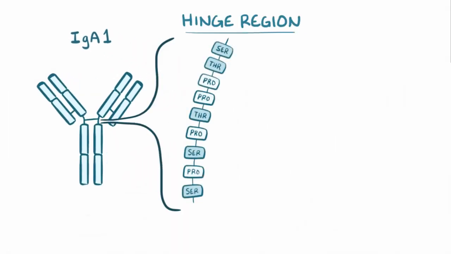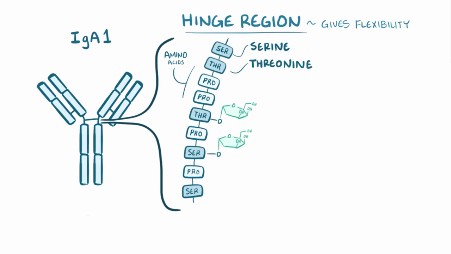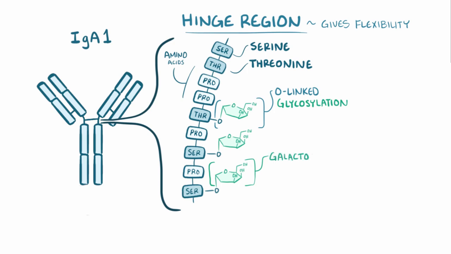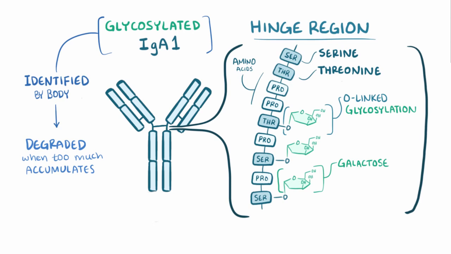Now, the hinge region of the IgA1 heavy chain, the part that gives the antibody a bit of flexibility to bind to multiple antigens without being torn apart, is made up of a string of amino acids. Among these are serine and threonine residues, which are O-linked glycosylated, meaning they have a sugar molecule, specifically galactose, attached to their oxygen. Now, these glycosylated IgA1 antibodies are identified by the body and degraded when too much of it accumulates. In IgA nephropathy, though, there's abnormal glycosylation of these serine and threonine residues, causing them to be galactose deficient.